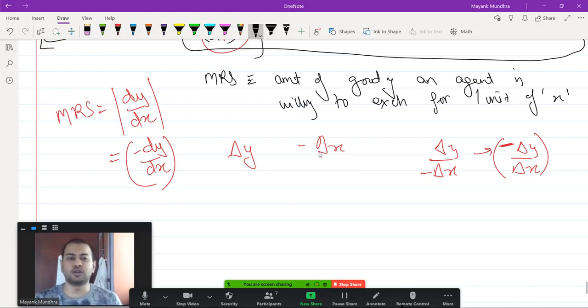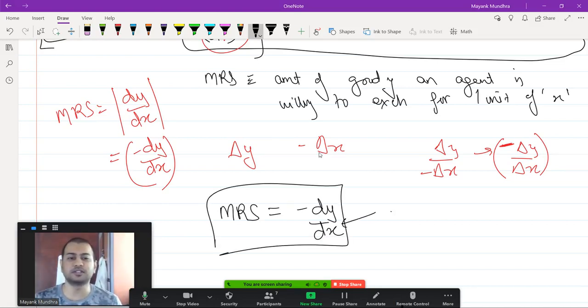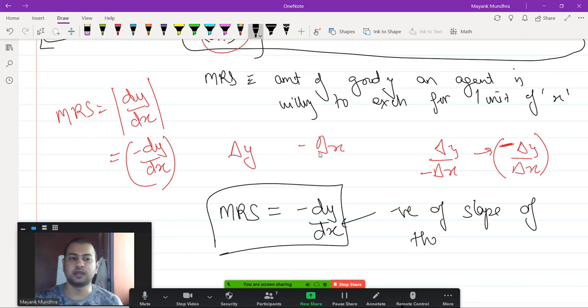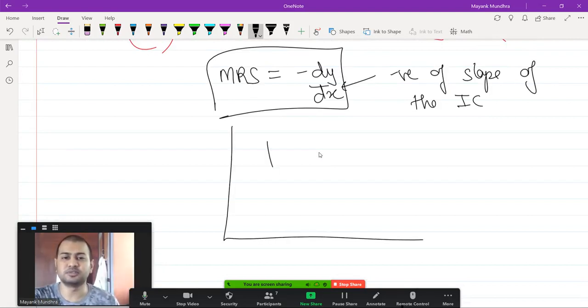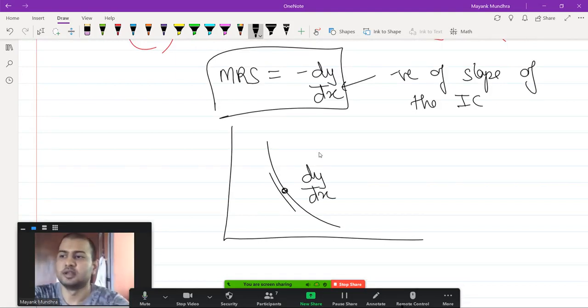Okay, so what you need to remember is that if both commodities are goods, MRS is minus dy by dx, which is basically just the negative of the slope of the IC. Why is it the negative of the slope of the IC? Because at any point, the slope of a curve, suppose this is the curve, is dy by dx. dy by dx is basically the general form of the slope of any curve at any point. Okay, so the negative of the slope is MRS.